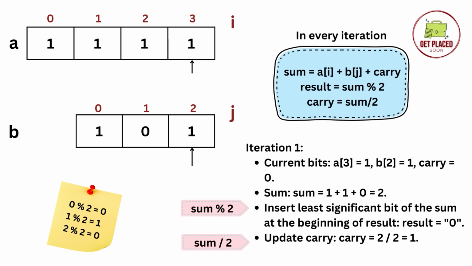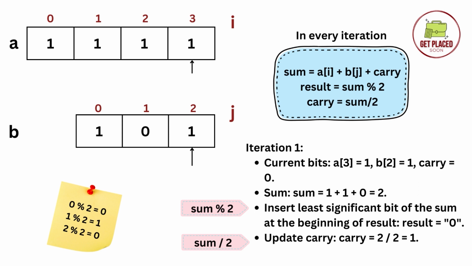Now let's see iteration by iteration what happens here. In the first iteration, you can look at the arrows. For string A, I is at 3. From childhood, you might have been doing addition and subtraction, and you always come from the right side to the left side. Here also it is the same. We are adding two strings from the right side to the left side. So we start from the last index. So in iteration 1, the current bits are: for string A, I is at 3, for string B, J is at 2, and carry, being the first iteration, will be 0.